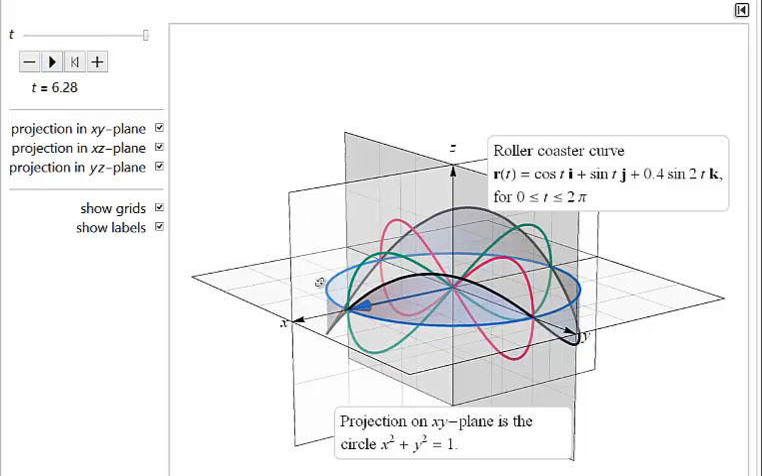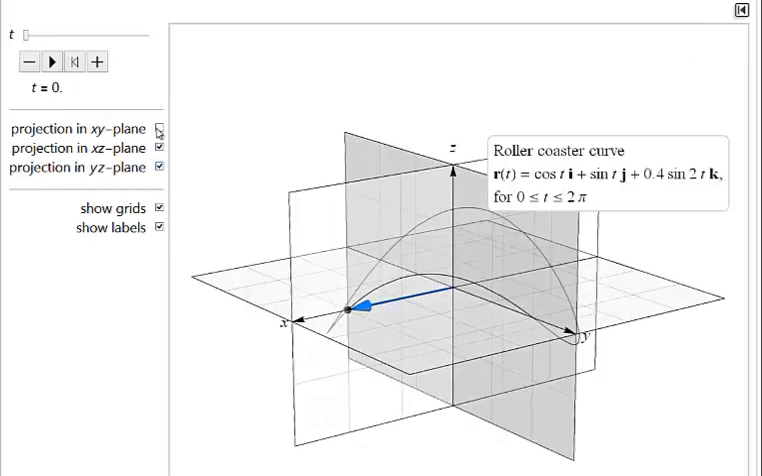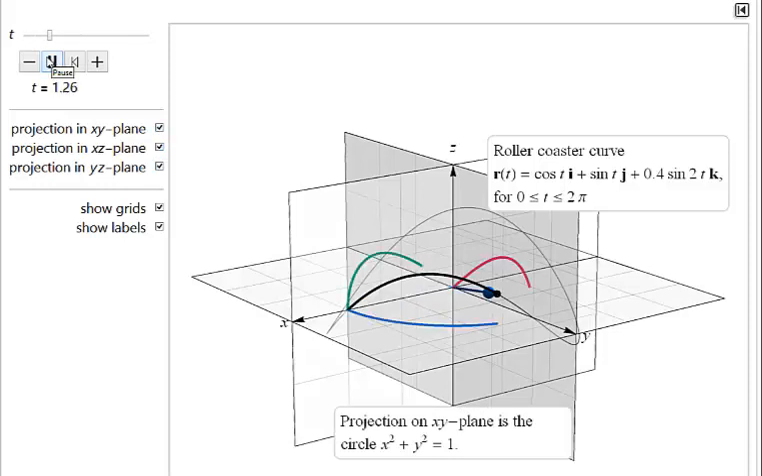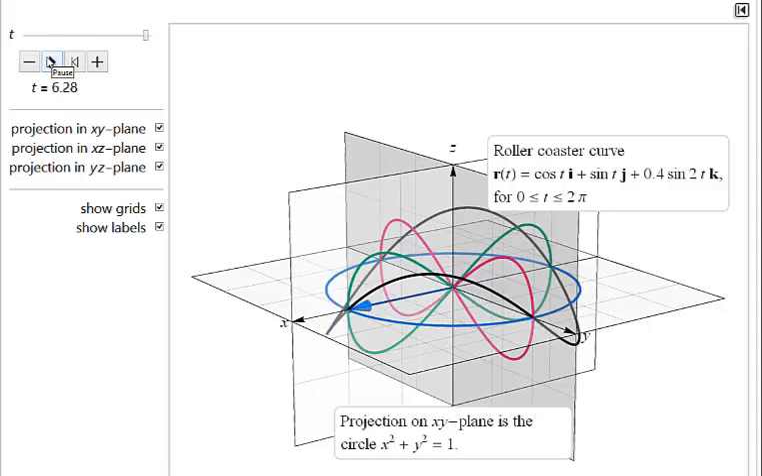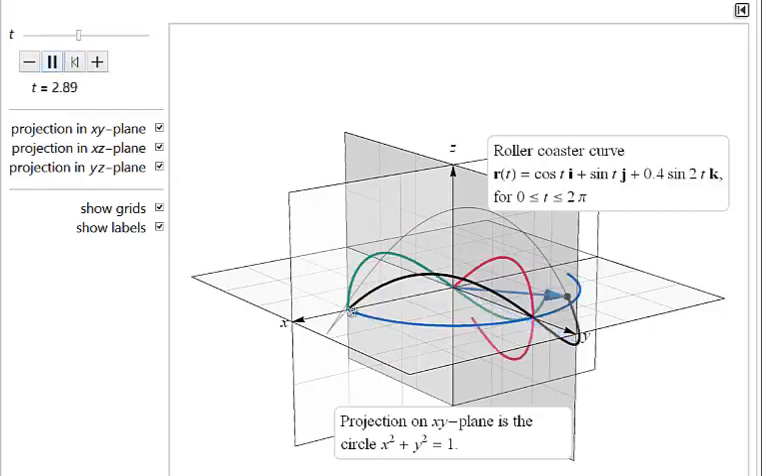It moved from 0 to 2 pi. One more time because it's super cool. I'll get all my project grids on here and I'll tell it to play. Notice it goes back to the beginning of where it started from right there. Nice.